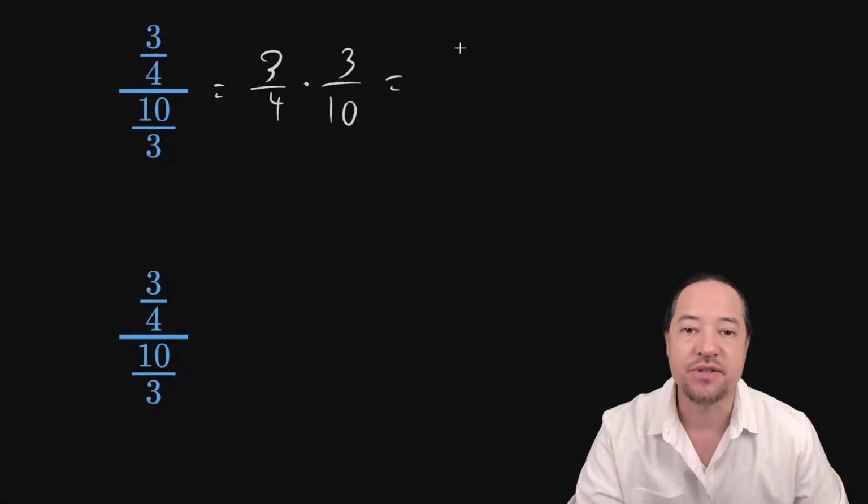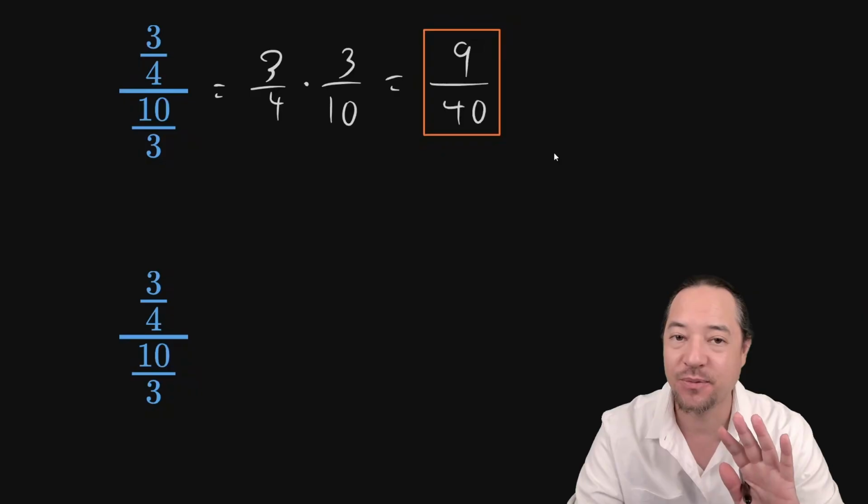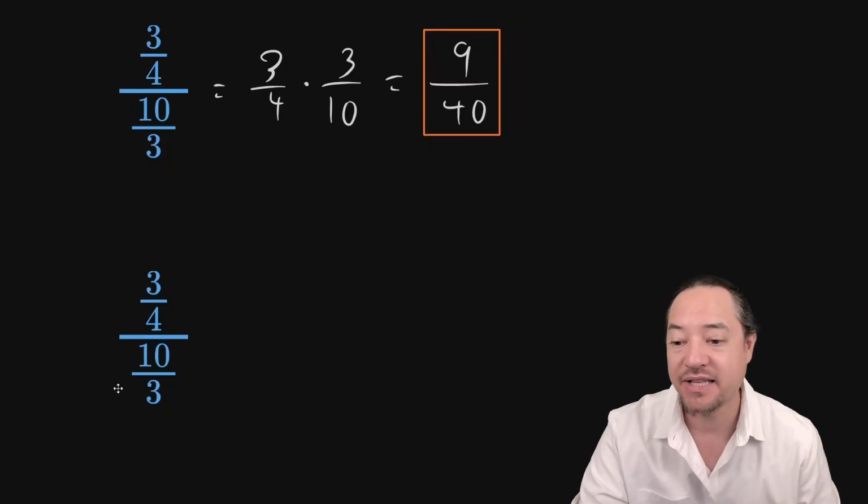Multiplication is easy. 3 times 3 is 9. 4 times 10 is 40. And I guess that's it. Okay, so we've solved this one without too much trouble. Well, let's take a look at this one now.